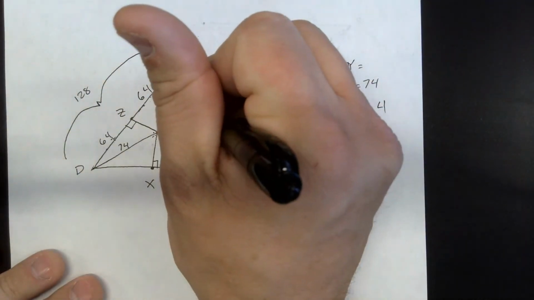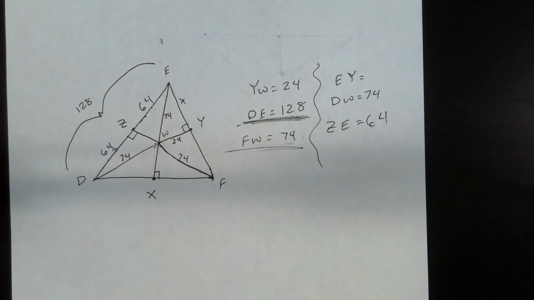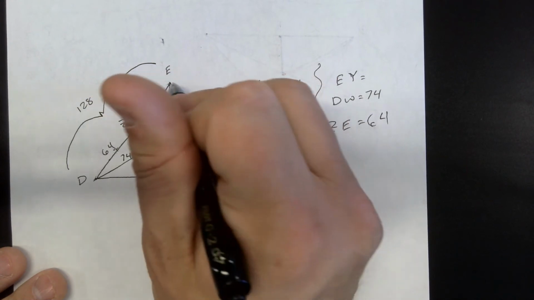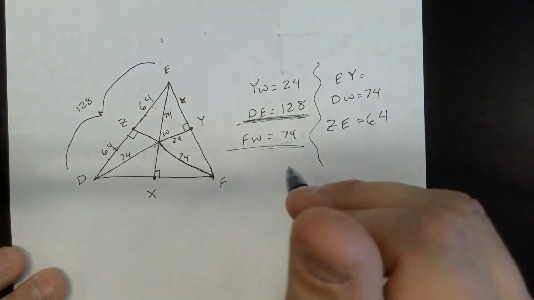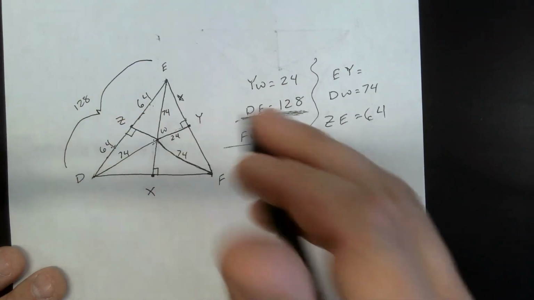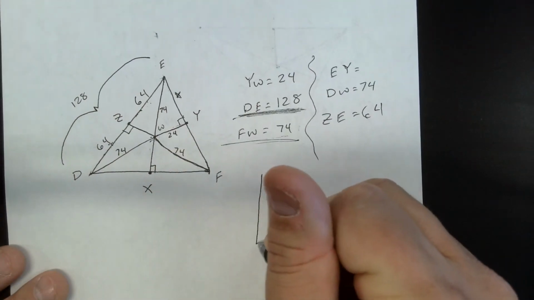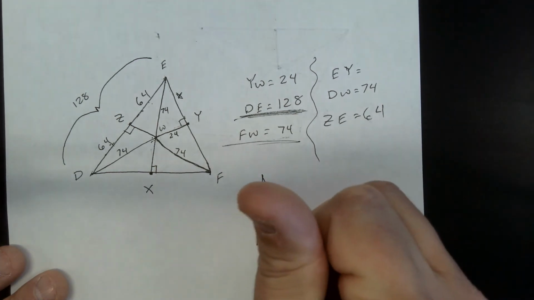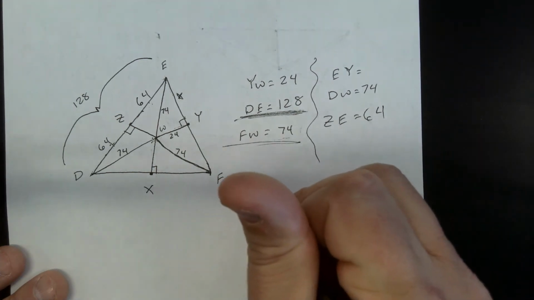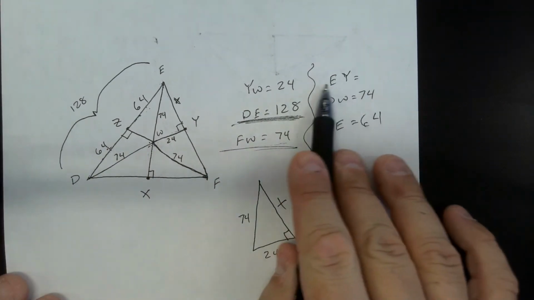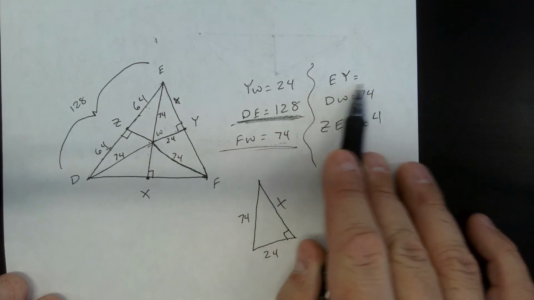Yeah, so every single one of the circumcenter ones, you're going to have to use the Pythagorean theorem, every one of them. EY is right here, E to Y, and we don't know it. But we know that this is a triangle, right? So I'm going to grab that triangle and move it out to there. I know that this is 24, I know that's 74, and I'm looking for that. And that's going to give me EY right here.